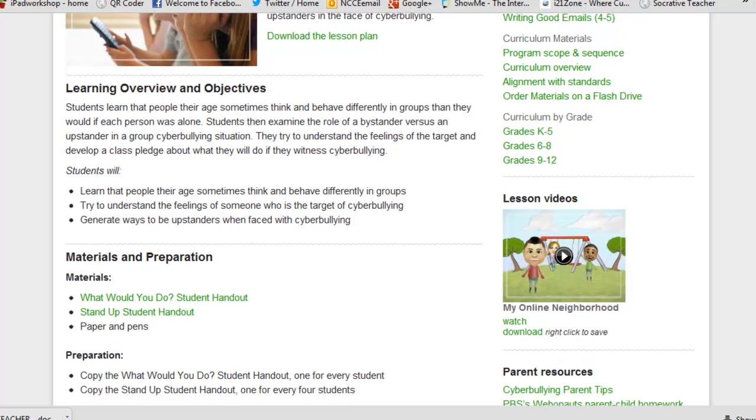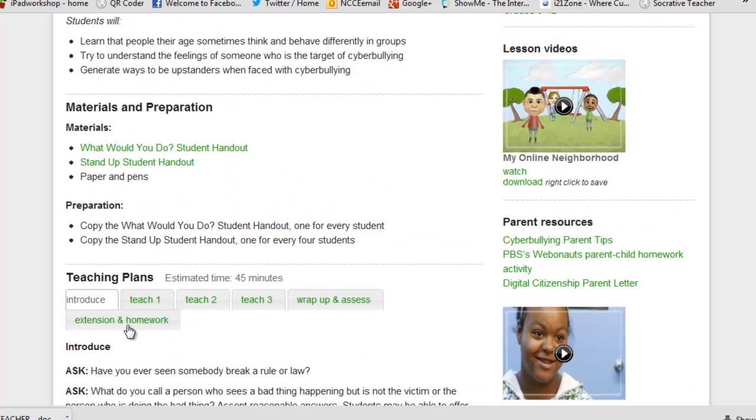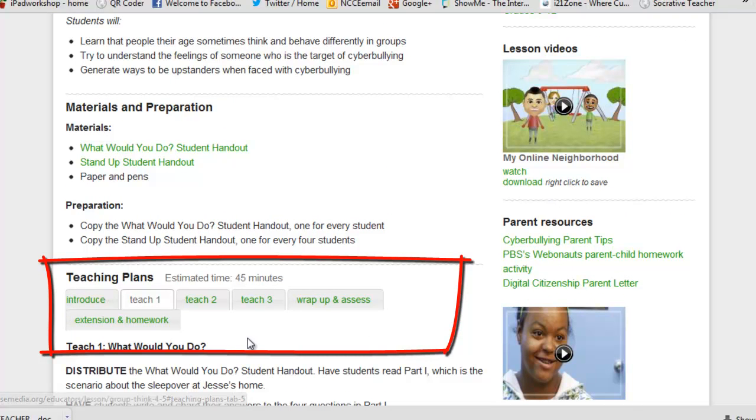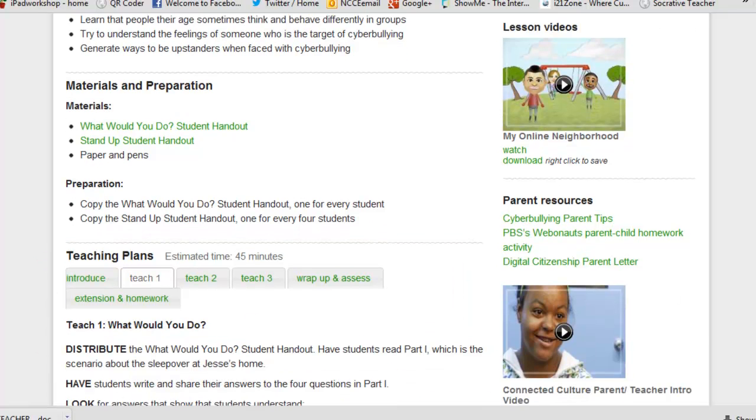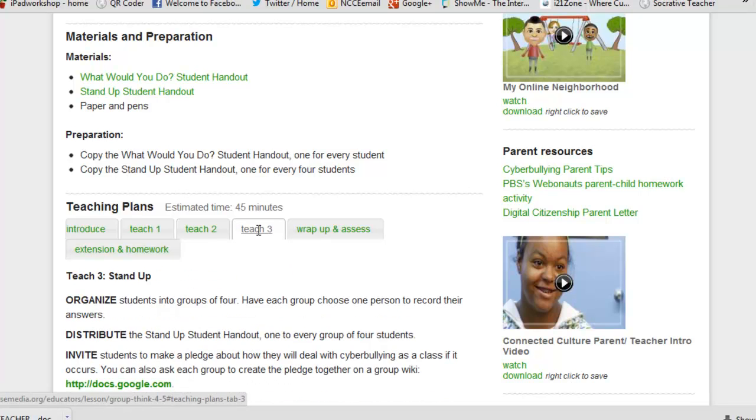So what this lesson does is, again, there's a variety of materials that are available. There are 2 teaching activities. The first one has the kids focus on a scenario. The second talks about what it means to be an upstander, someone who witnesses cyberbullying and says, no, I'm not going to say that that's okay, or I'm not going to let my behavior say that's okay. And then the third one really gives the strategies for, okay, fine, if you're not going to let this happen, then what are you going to do?